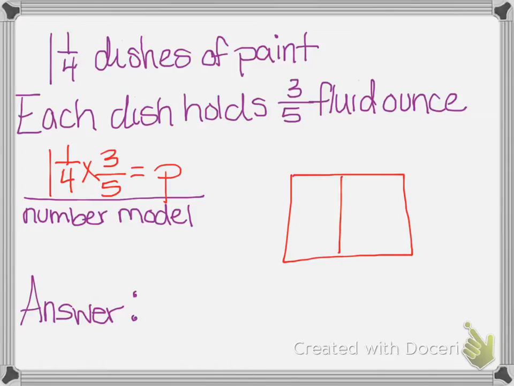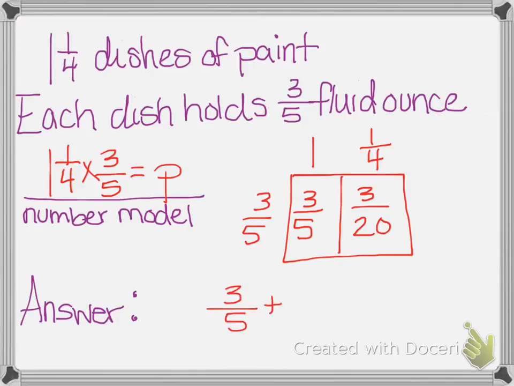I have to split my whole number and my fraction, and then leave 3/5 here. 1 times 3/5 is 3/5. 3/5 times 1/4 is 3/20, and now I need to add them together.